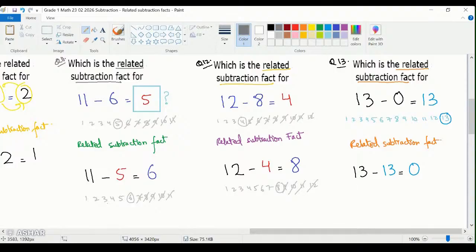We write the numbers 1, 2, 3, 4, 5, 6, 7, 8, 9, 10, 11, 12, and 13. If we subtract 13 numbers, we are left with nothing. That means we say 13 minus 13 is always 0. Agreed?